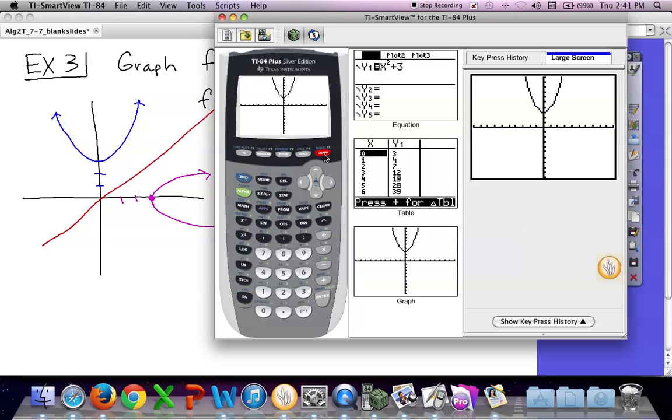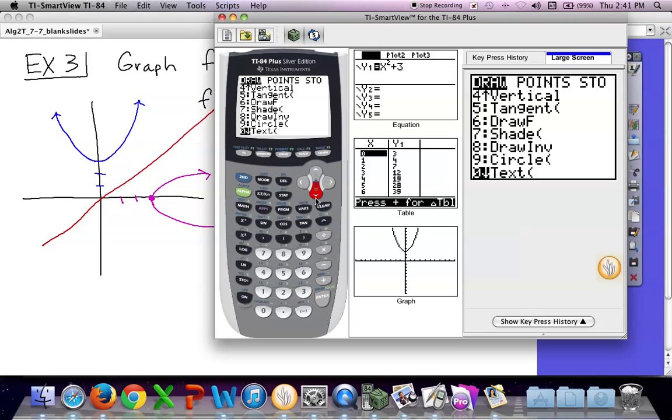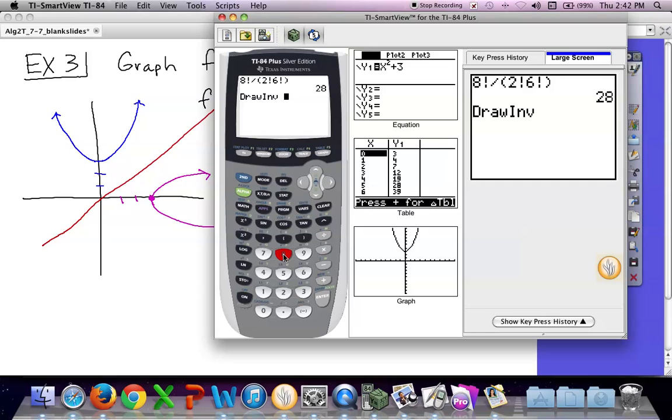Okay. Now, the calculator will draw an inverse for you. You don't have to enter it in on any other line. If you look on the program key right there, PRGM, above it says draw. So you go second, draw. And if you scroll down to number 8, it's draw inverse. Okay. Number 8, draw inverse. So hit 8. And now we got to get it so it says the y1 after that.